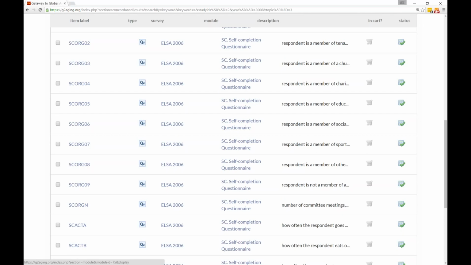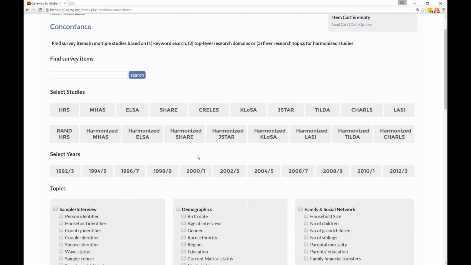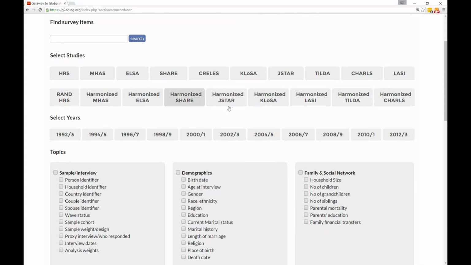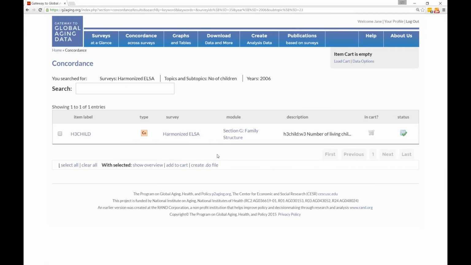And these are more general questions. So at an original survey data, survey level question, the topics are more broad, something just like family. But if we were going to use some of our harmonized data, we could instead select something like number of children and look for that in the harmonized ELSA for the same year. And if we search for that, then we should be able to find the exact variable. And here we go. The variable is titled H3 child that was asked in the harmonized ELSA. And we can see that it's the number of living children. So for these harmonized variables, you can really drill down using the concordance search to find the exact variable that you're interested in.